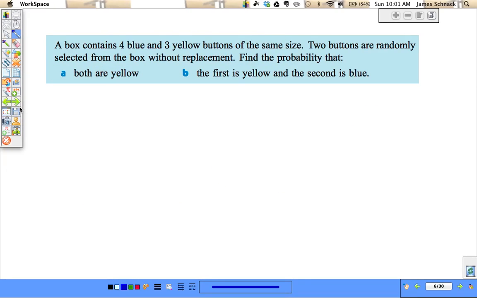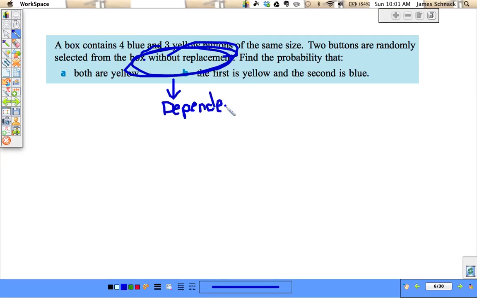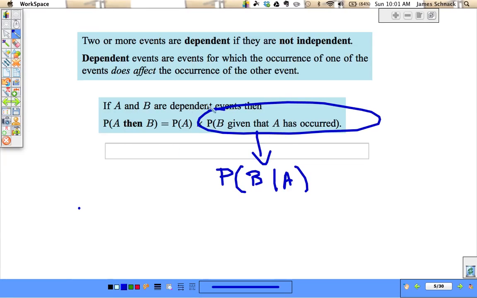So we have a box with buttons in it. Blue ones and yellow ones. Goody, goody. We're going to pick two buttons out of this box without replacing them. Very important thing here: without replacement. What that means is that our events, the first pick and second pick, the first button and second button, are dependent events. So we have to be thinking about this, that the probability is going to change for the second pick.